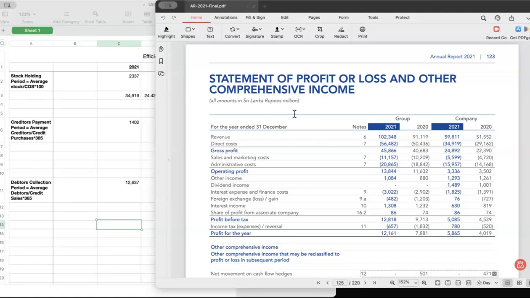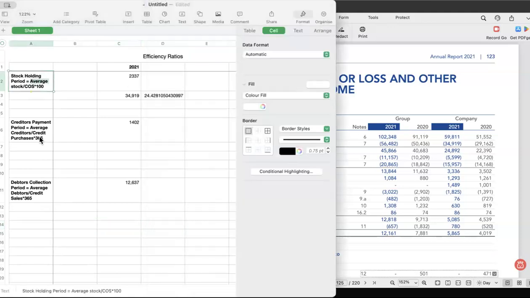Why do we divide by 2 to get the average? It says average, right? Average stock, average creditors. That's the reason we add the opening stock and the closing stock and divide by 2 to get the average. Same with opening creditors and closing creditors, divided by 2 to get the average. Is it clear, Anas? Yeah, okay.